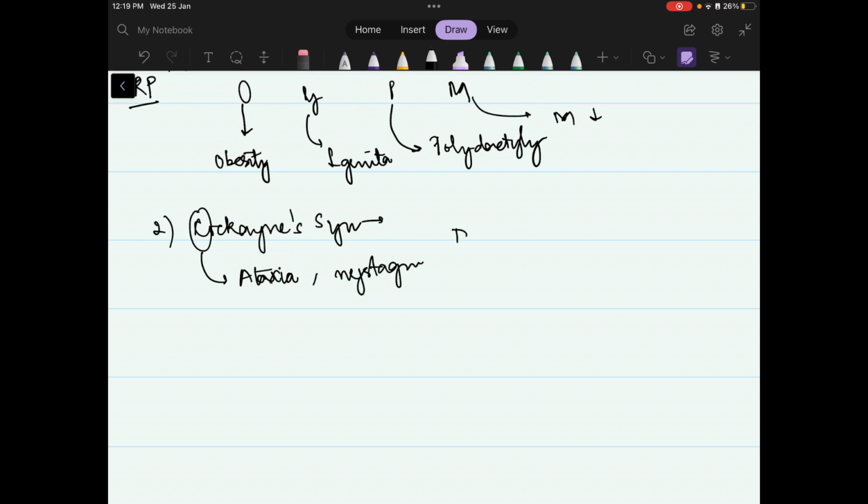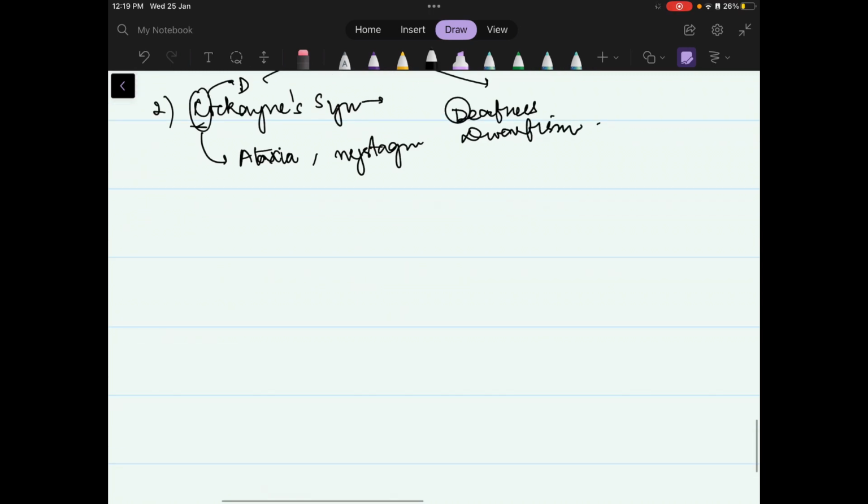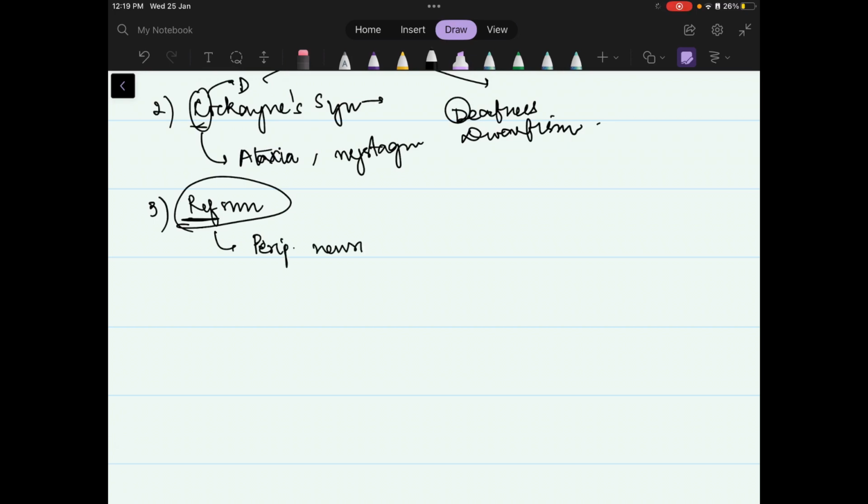Along with that, deafness will be seen. Dwarfism. So after C, there comes D. So deafness and dwarfism. And obviously retinitis pigmentosa. Coming to the third, that is Refsum's disease. So Refsum has progressive peripheral neuropathy along with cerebellar ataxia.